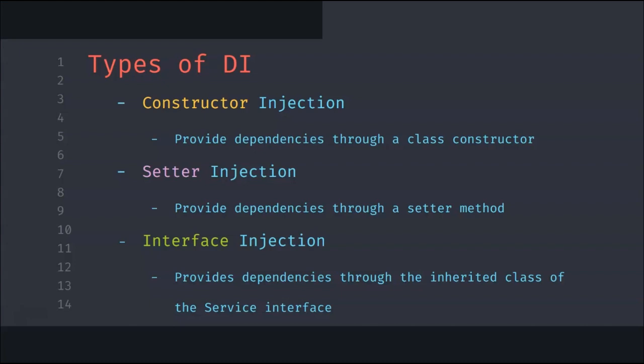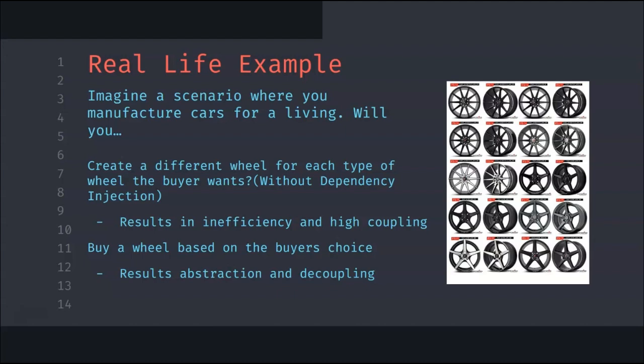as their dependencies. A real-life example of dependency injections would be a scenario where you manufacture cars. In a scenario without dependency injections, you would create a different type of wheel per buyer request, meaning you are creating a new wheel each and every time a buyer wants a new car, versus a scenario where you are using dependency injection, you would buy wheels for the car based on the buyer's request. In the scenario with the dependency injection, you end up with much less coupling and more abstraction, keeping the jobs of manufacturing a car and wheels separate.